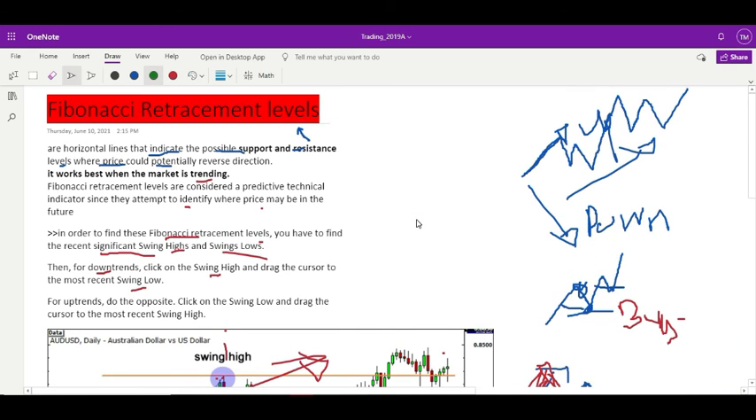That's the Fibonacci retracement level for you. I hope everyone has understood. Let's move to our next slide.